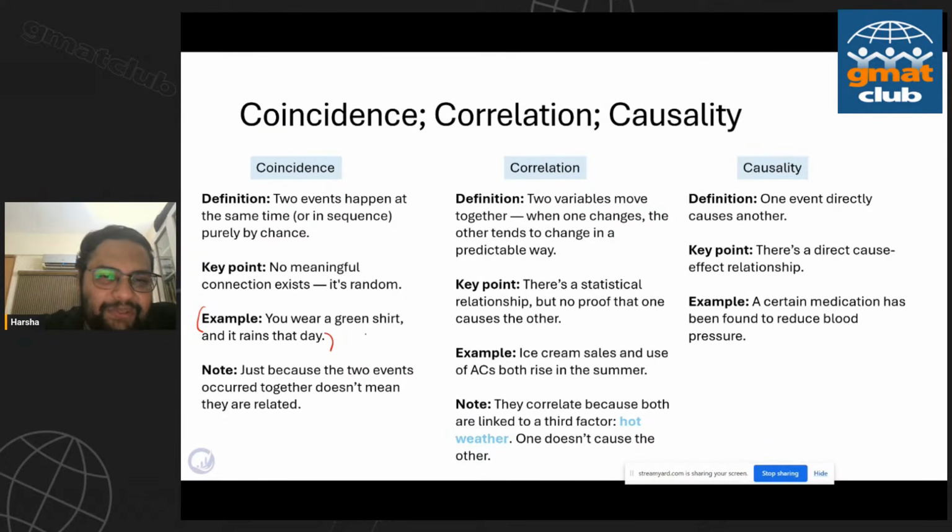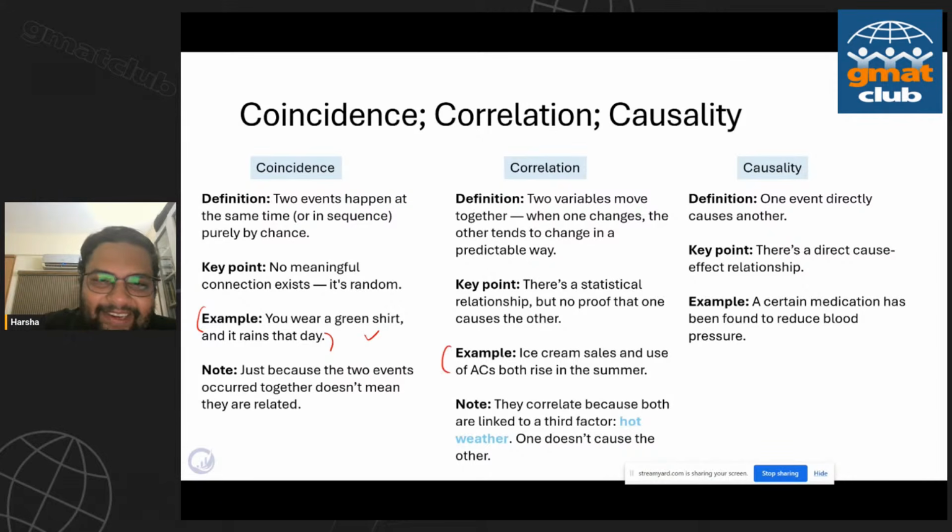An example for that is what you see here. You wear a green shirt and it so happens that it rains that day. That's just a coincidence. You cannot tell me there's some relationship there, unless you are one of those people, right? Let's talk about correlation. Correlation means there is some logical relationship connecting those two things. From the math side of things, you talk about positive correlation, negative correlation. End of the day, when one changes, the other will also change, and it's a very predictable relationship. That is what correlation means. One event is connected to the other event in some way.